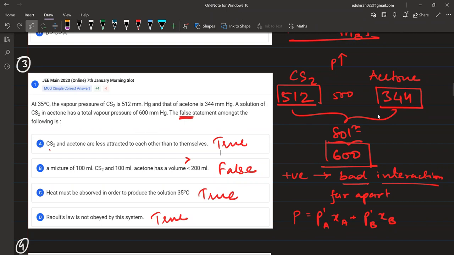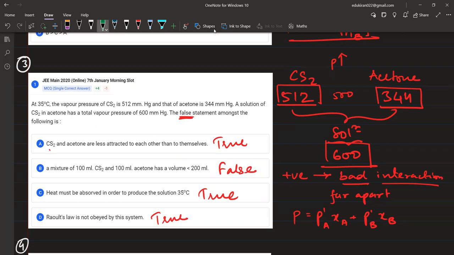Since there is bad interaction, they will be far apart. They will not be held together. If they are far apart, they will have more volume. You started with 100 ml, it should have been 200 in an ideal solution. But since they have bad interaction, they will be far apart. It will be greater than, not less than. What have they given here? Less than 200 ml. That is a false statement. Clear hai sabko? Yes or no, please tell me. Aditya, Adriel, Marita and Priya. Yes, sir. Clear hai? Okay, well, good.